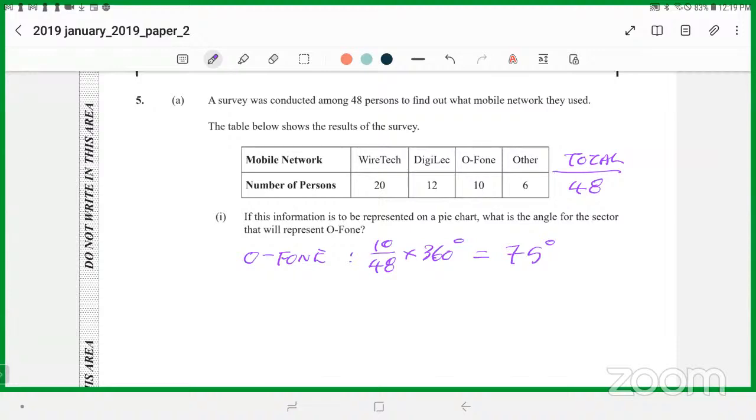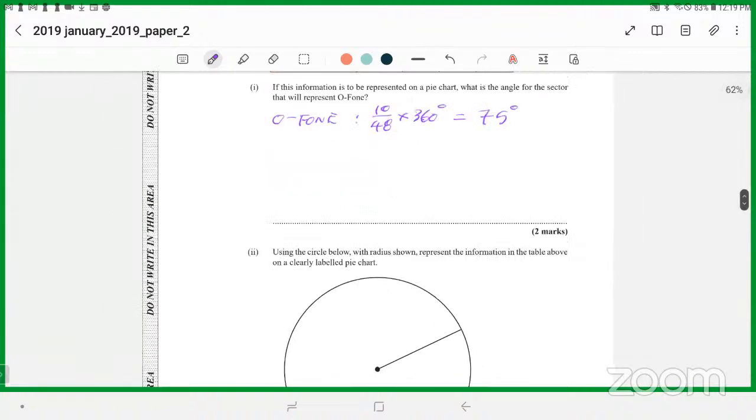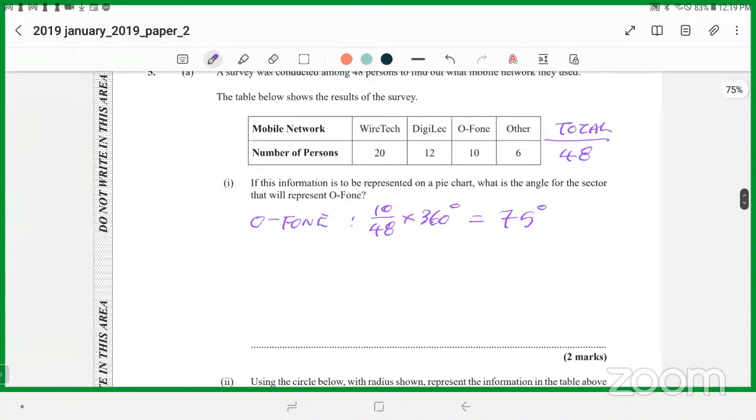So even though this question doesn't ask for the others, we're going to need them because the question is asking us to draw the pie chart. So we're going to need the others. We don't have to work out everything because watch this now. If the 10 persons is 75, then 20 persons must be twice as much, doesn't it? You don't have to work out everything, you know. 150, so we can make a note.